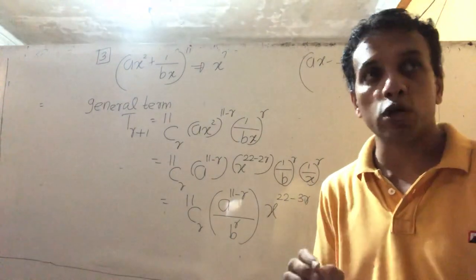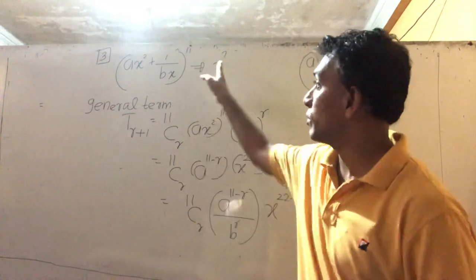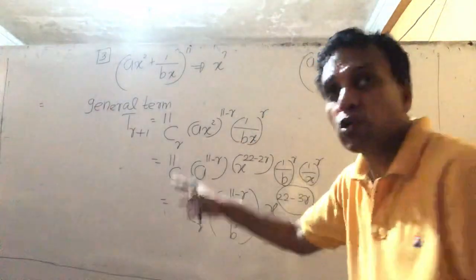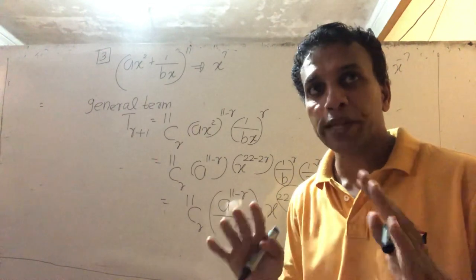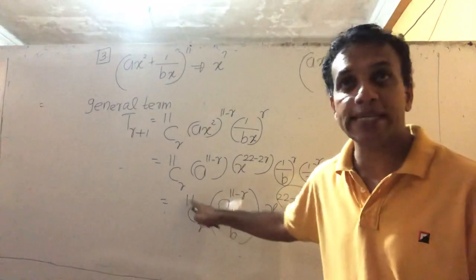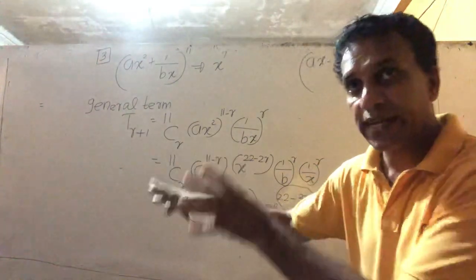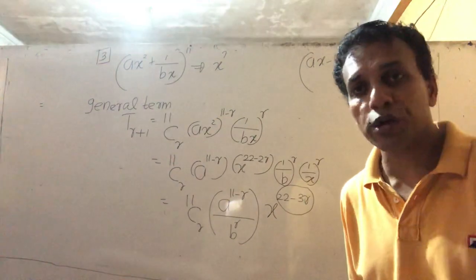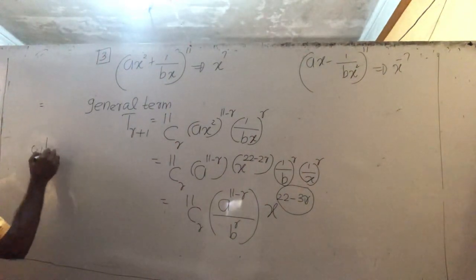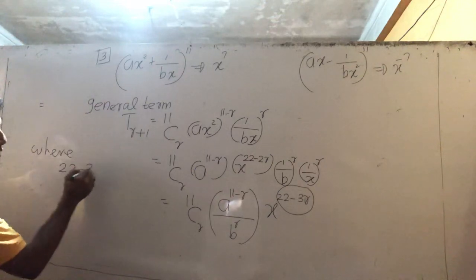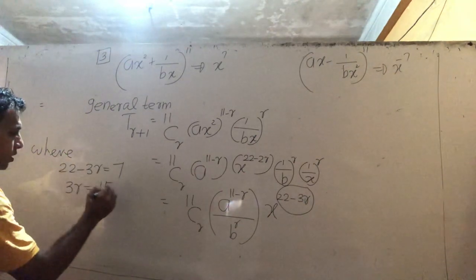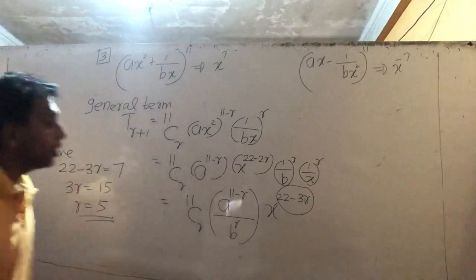Now we find which term gives x to the power 7. Therefore this should be 7. The other part is the coefficient, the numerical value. In an algebraic expression, the numerical part we call the coefficient, because a is a number and b is a number. We can simplify the nCr form with factorial notation later. So now we find r: 22 minus 3r equals 7. Solve this: 3r equals 15, r equals 5.